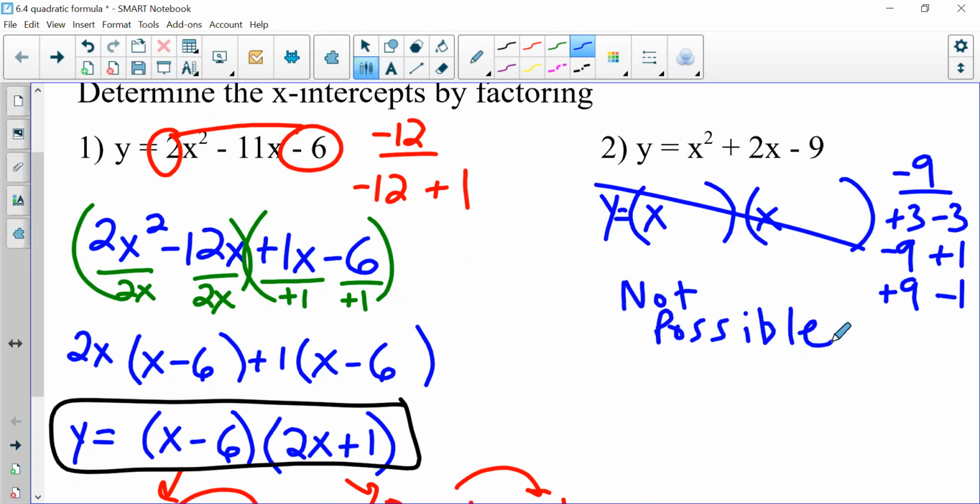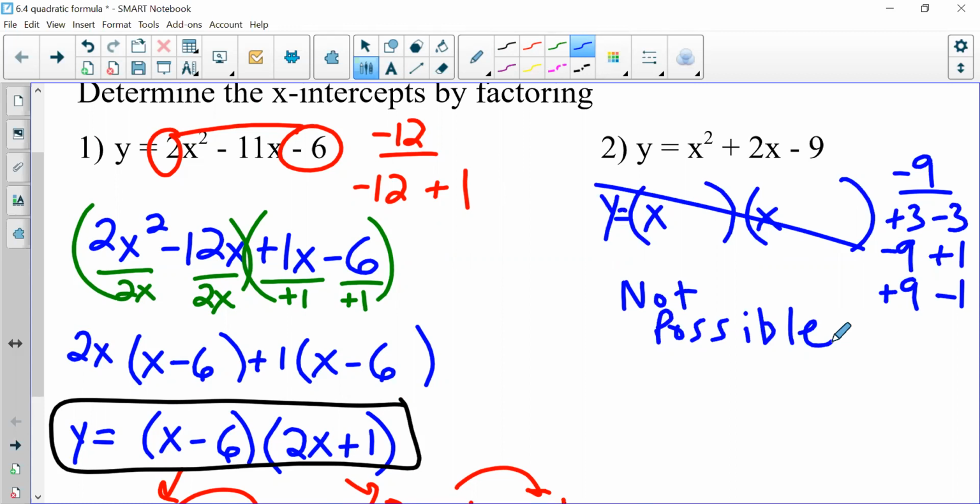Okay, wait. If it has no x-intercepts, so it never crosses the x-axis, there's one other reason why we might not be able to factor it. The factors may actually be fractions or decimals. We don't want to do that to ourselves, right? We don't want to think about what's 9 divided by 4.25, and what's 9 divided by 4.27, and go through all the decimals. We don't want to do that.